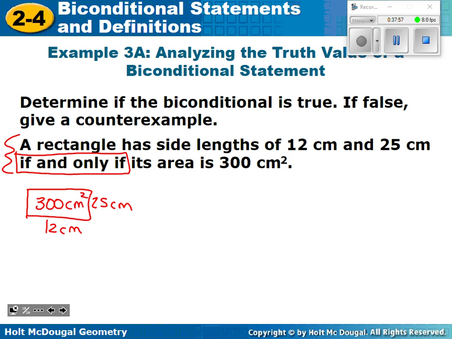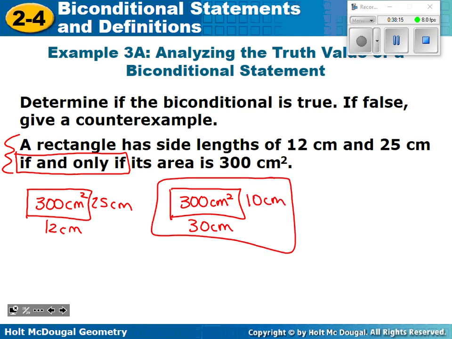Okay, now go backwards. If you have a rectangle that is 300 centimeters squared, does it have to have side lengths of 12 and 25? No, give me a counterexample. 30 and 10, okay? So 30 centimeters, 10 centimeters. Remember, a counterexample can be a picture, it can be a statement, or it can be numbers. So you could just draw a picture of a rectangle with different dimensions that still give you an area of 300. So the answer to this would be false, and this is our counterexample.